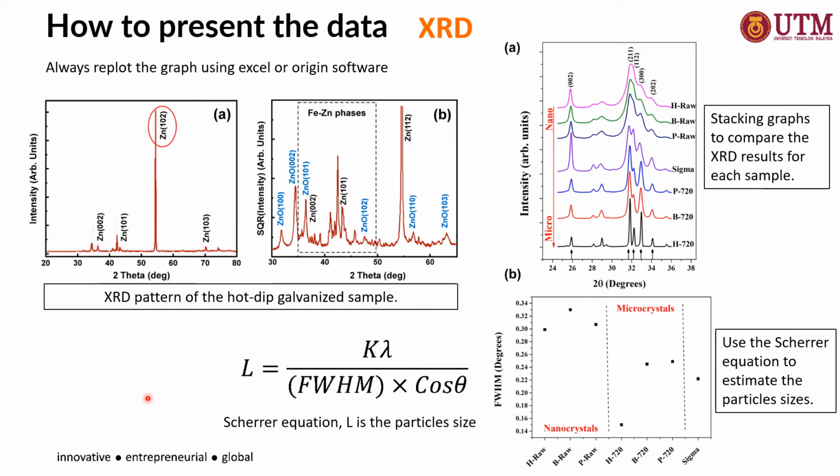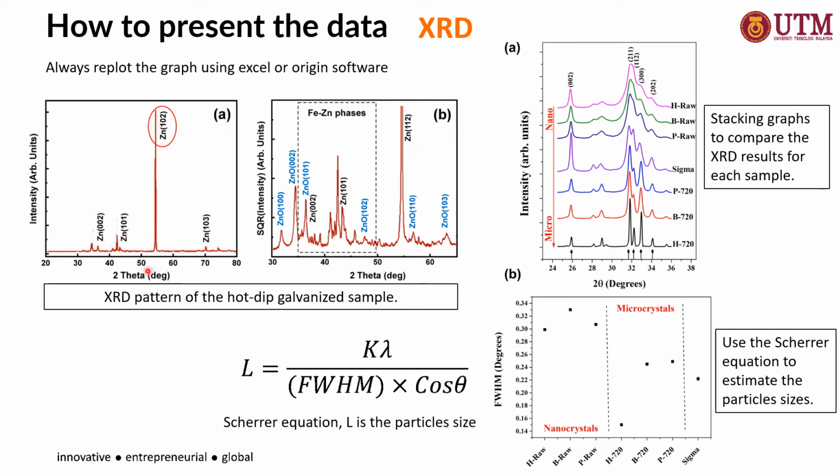I already explained about the precondition or pre-treatment required to improve your analysis results for each characterization. Now I will explain how you can present the data. We start with the XRD. For XRD, basically you need to replot the graph using Excel or Origin software. Do not use the screenshot of the graph that you obtain from the machine. It's not very good.